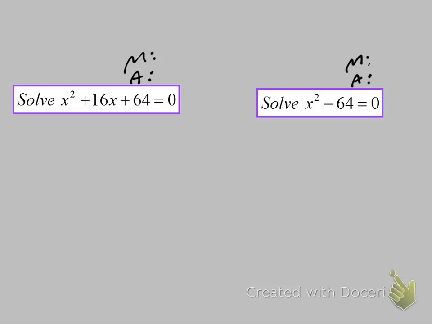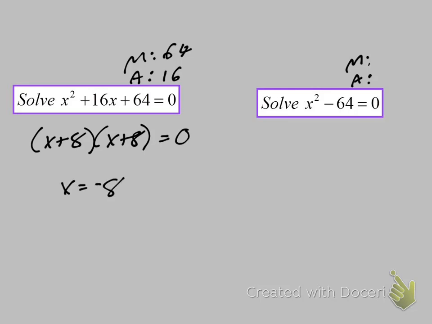Okay. Now, first one, multiplied number in this case is what? 64. Add number is 16. So you go through your brain, you're like, okay, two numbers, multiply to 64, add to 16. 8 and 8. Equals 0. 8 and 8. Right? 8 times 8, 64. 8 plus 8, 16. Fantastic. Split them off. Subtract them over. Both times you're going to get x equals what? Negative 8.